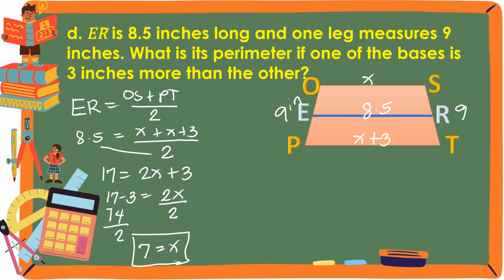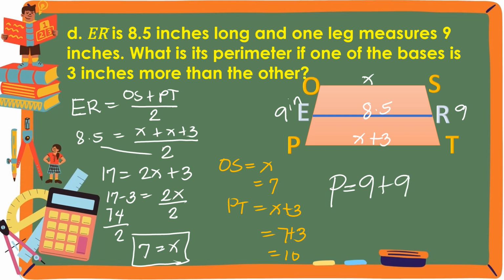Magiging value of X natin ay 7. So, since meron na tayong value of X, so substitute na natin yun sa OS at saka sa ating PT. So, ang ating OS ay X. So, siya ay 7. Ang ating PT ay X plus 3. So, siya ay 7 plus 3. So, PT ay 10. So, pwede na nating makuha ngayon yung ating perimeter. So, ang ating perimeter ay magiging yung ating dalawang legs, which is 9 plus 9. And then your OS and PT, so 7 plus 10. So, 18 plus 7, 25 plus 10. Ang ating perimeter ay 35 for that case. So, that's 35 inches.